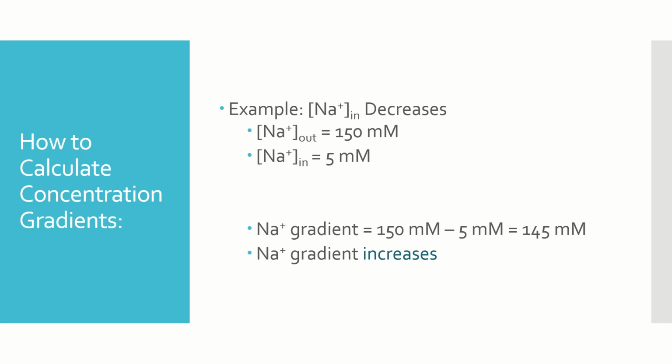We could also see a decrease on the inside of the cell. So we start again with our 15 millimolar on the inside. This is kind of our standard, and then we can decrease that from 15 to 5 millimolar. So now for our new gradient, we start with 150 on the outside, 5 millimolar on the inside. This is a difference of 145 millimolar. So here the difference was 135 millimolar, but that gradient is going to increase. It's going to get steeper because the difference is much bigger. We'll see a faster rate of sodium ions moving from the outside of the cell to the inside.